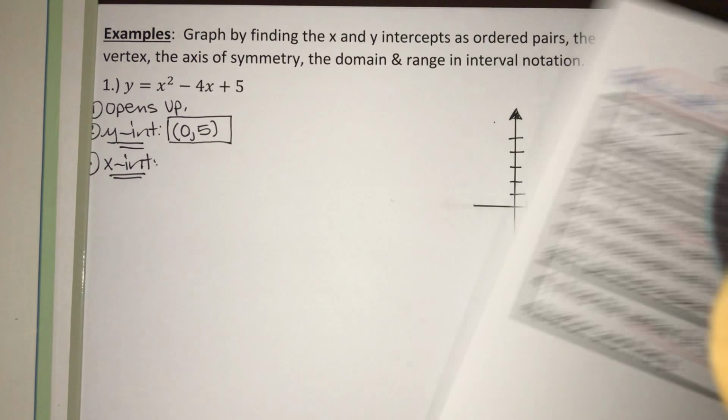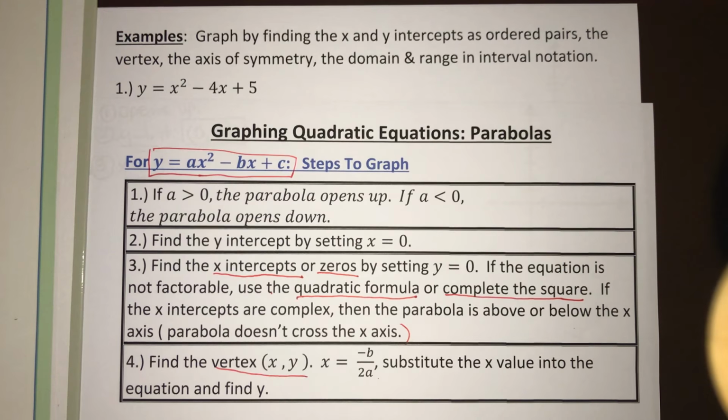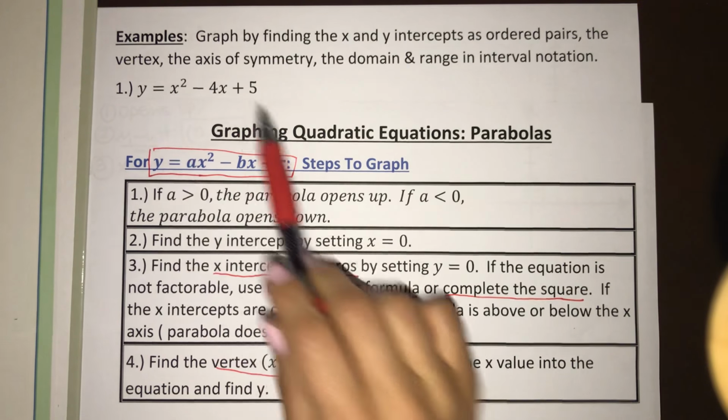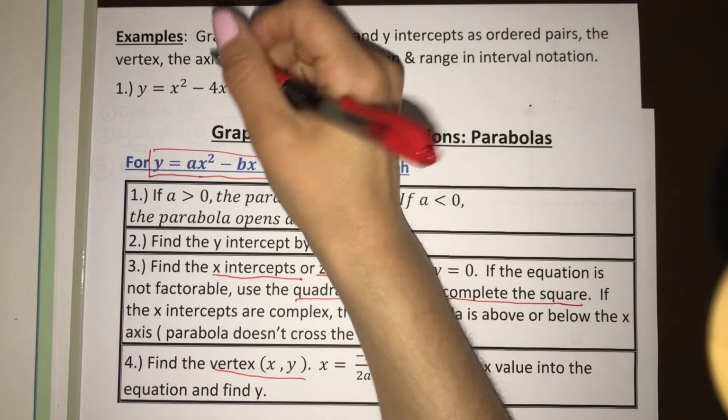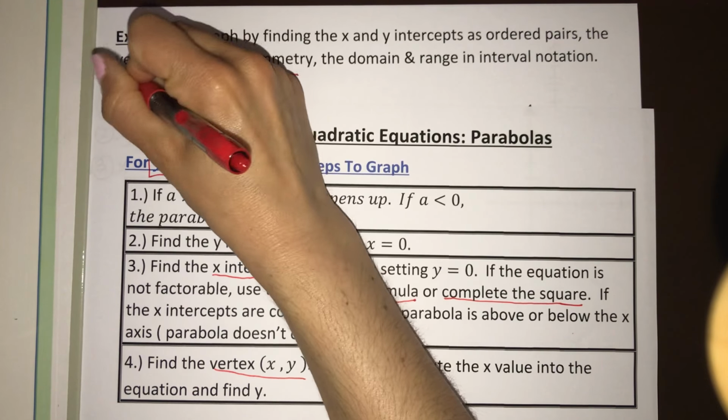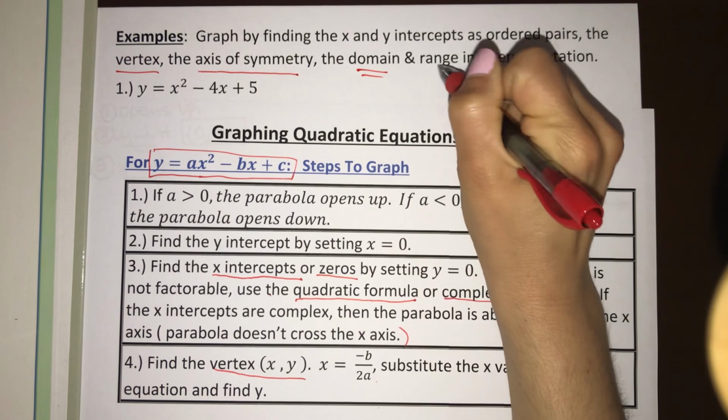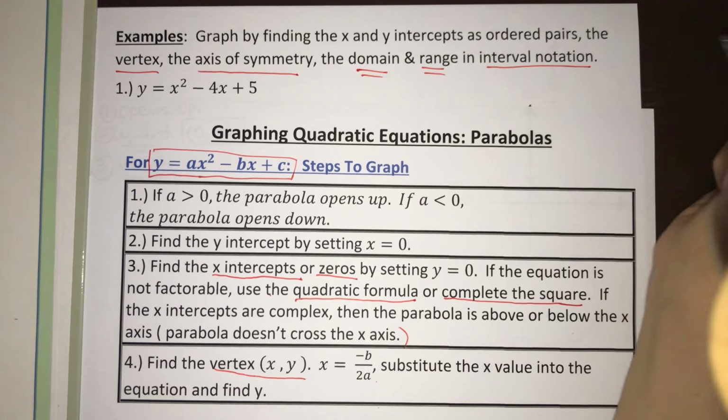I have actually gone through the first steps already. Let's look at the directions first. What we want to do is graph by finding the x and y intercepts as ordered pairs. We also want the vertex, axis of symmetry, which I will show you, and the domain and range in interval notation.